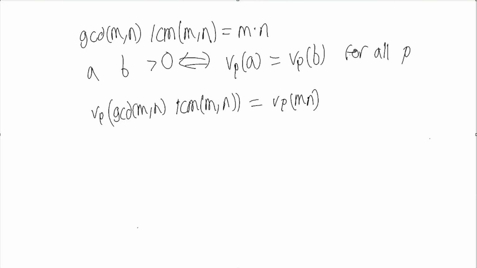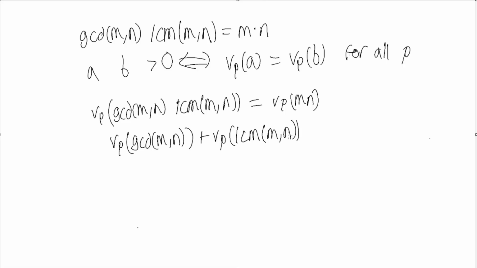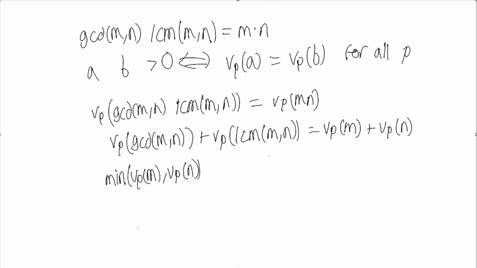And now we can use the multiplication property. nu-p of GCD(m,n) plus nu-p of LCM(m,n) is equal to nu-p of m plus nu-p of n. And now we can just plug in the GCD and LCM formulas to get the minimum of nu-p(m), nu-p(n), plus the maximum of nu-p(m), nu-p(n), is equal to their sum, nu-p(m) plus nu-p(n).